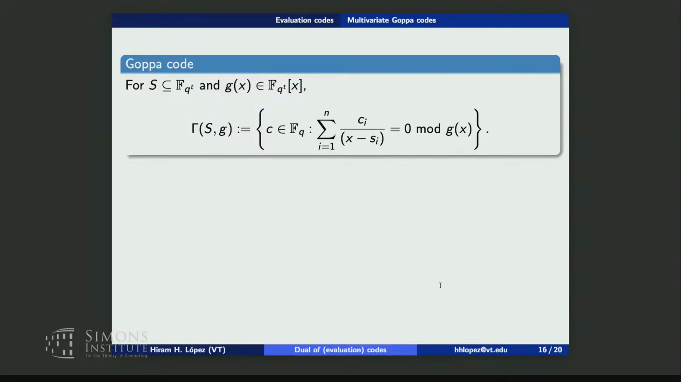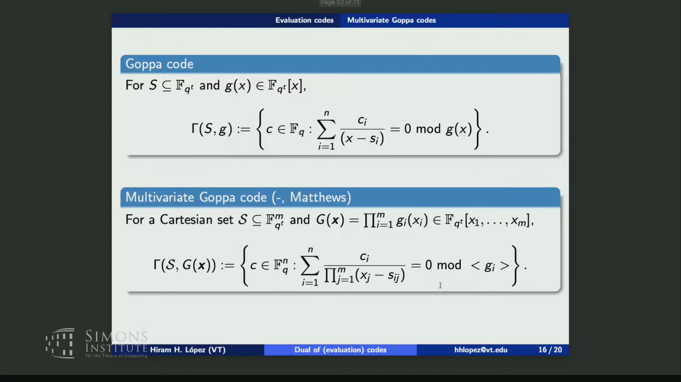And I don't have the picture here, but this guy, when you find, is just the subfield subcode of the dual of a generalized Reed-Solomon code, right? So in other words, there exists a Reed-Solomon code, the classical that we know, generalized Reed-Solomon code, and then you find the dual, and then the subfield subcode, and you have this representation. Can we extend it to more variables?